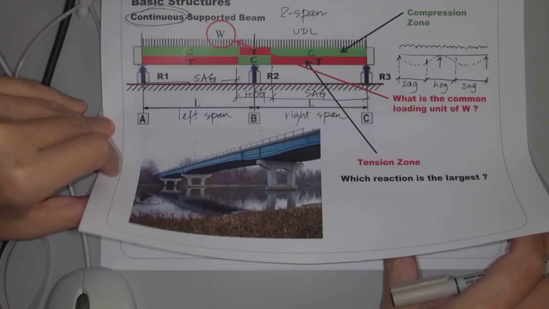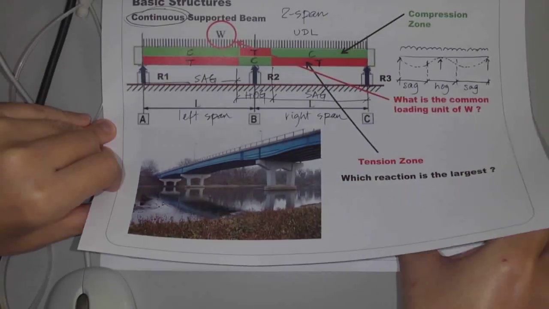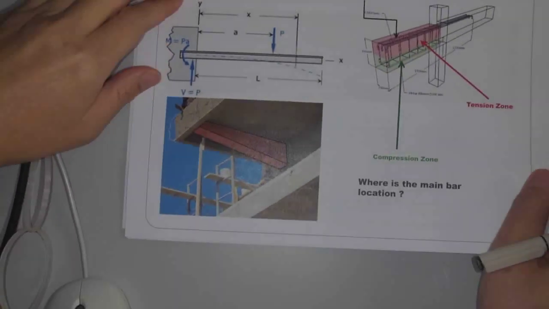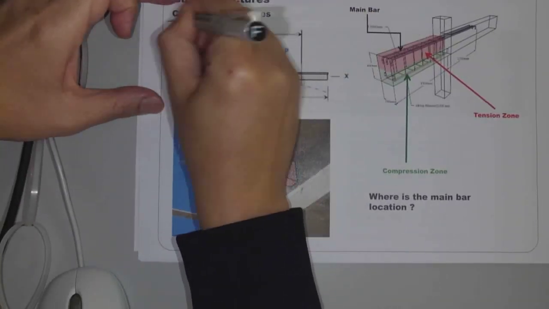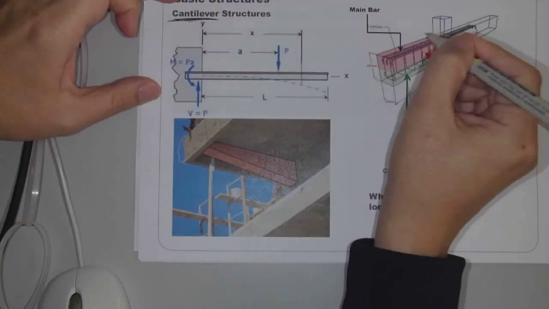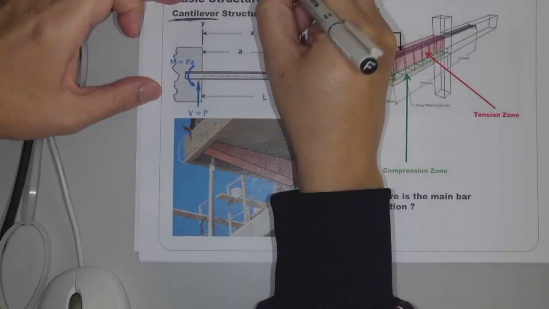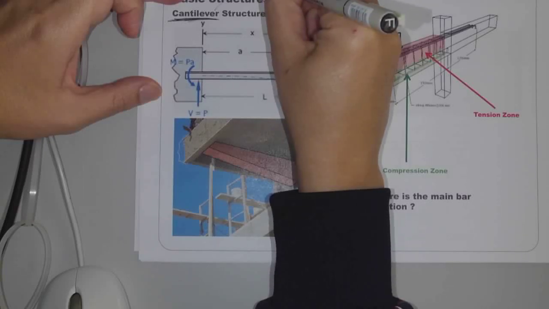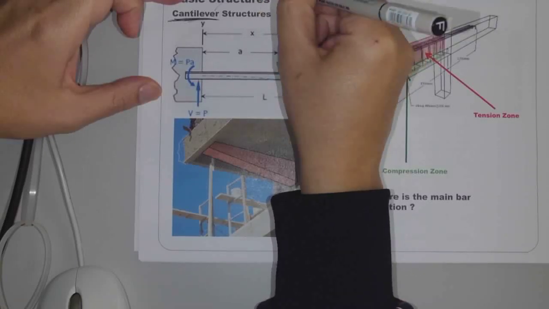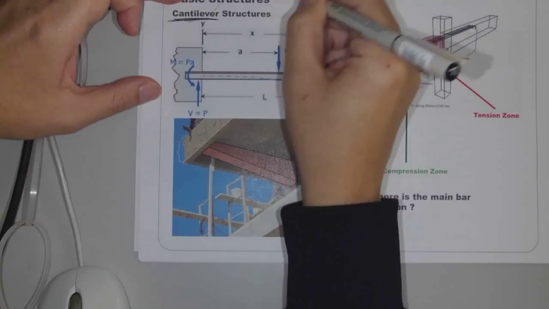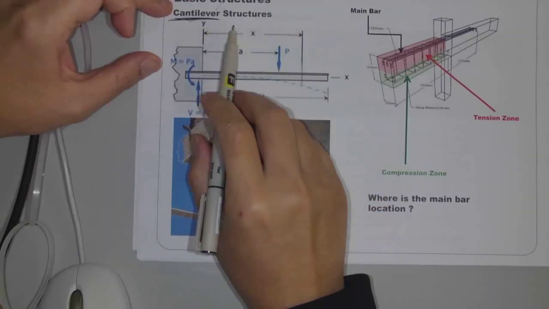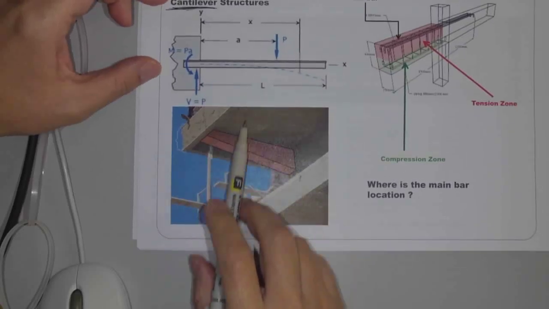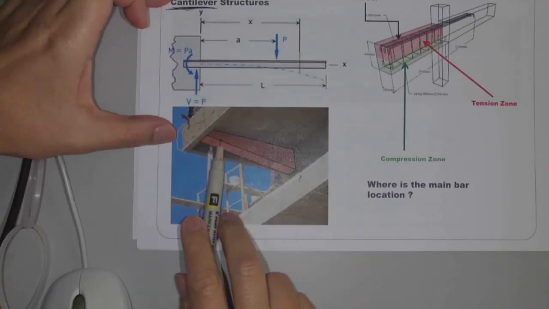Okay, another one. The third example is on the next slide. It's a very typical cantilever. You should have heard this word, cantilever, a cantilever structure. A very typical example is the cantilever beam supporting this balcony.